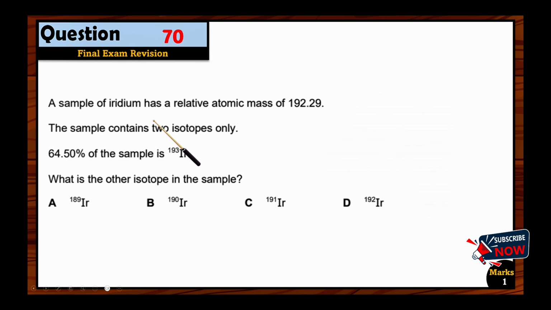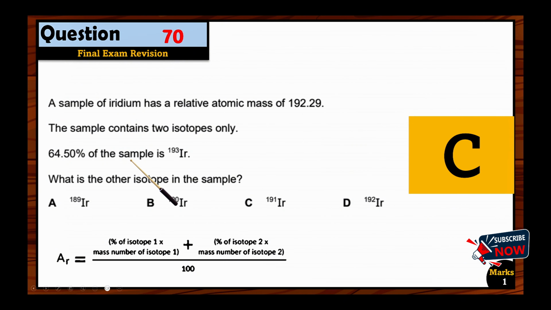Question number 70. A sample of iridium has a relative atomic mass of 192.29. The sample contained two isotopes only. What is the other isotope in the sample? I have given you a formula here for how you can find the relative atomic mass of any element. You have to first calculate their percentage abundance, multiplying with their mass. So you have two isotopes. One is iridium-193, and another one we don't know.